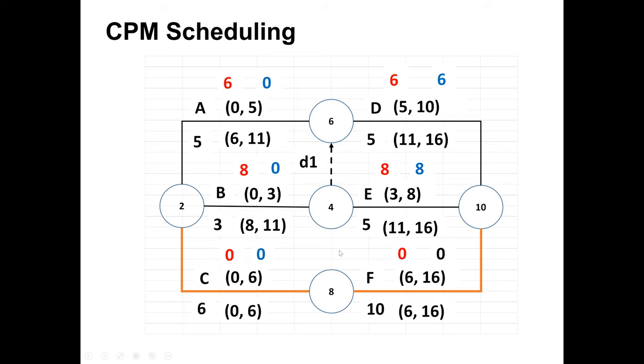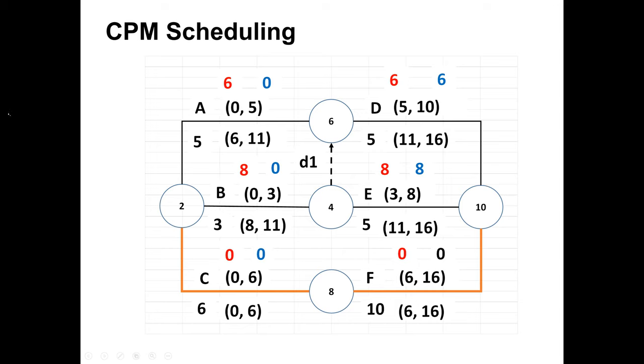So all those activities having zero total float are on the critical path. Only these two activities having total float 0 are C and F. So we can say this is the critical path linking C and F, and we have shown it with the orange line to make it different. Activities C and F are on the critical path, and they have total float 0. Total float for the critical path is always 0.